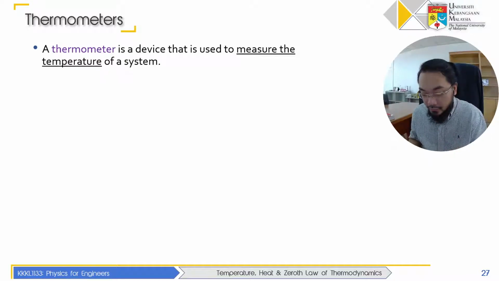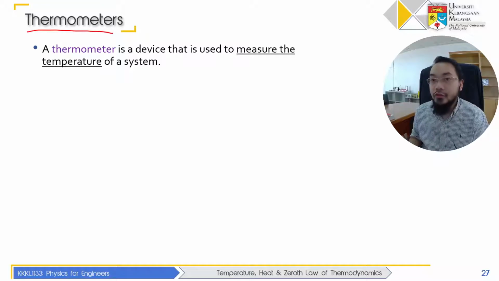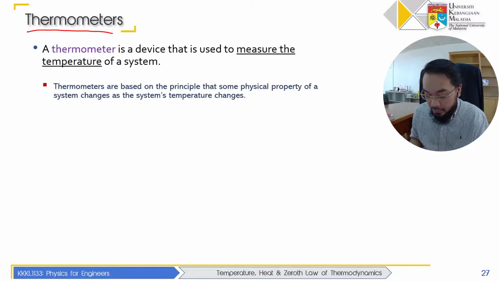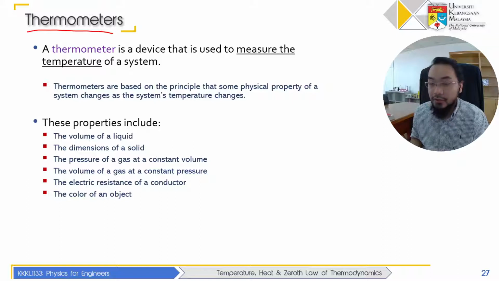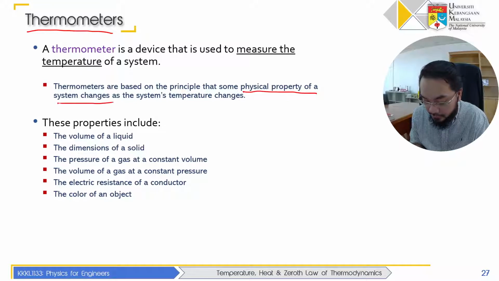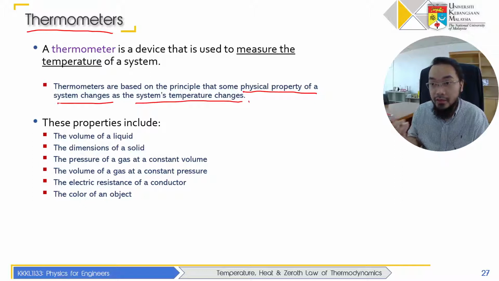Okay, so speaking of thermometers, we also need to identify the tool, the equipment that we use to measure temperature. A thermometer is something that is used to measure the temperature of a system. What you need to know is the principle of thermometers, because the way you measure temperature can use different sensing methods. Most of the sensing methods in a thermometer are based on the principle that some physical properties of a system change as the system's temperature changes. What are the properties of a system that can change if you change the temperature?